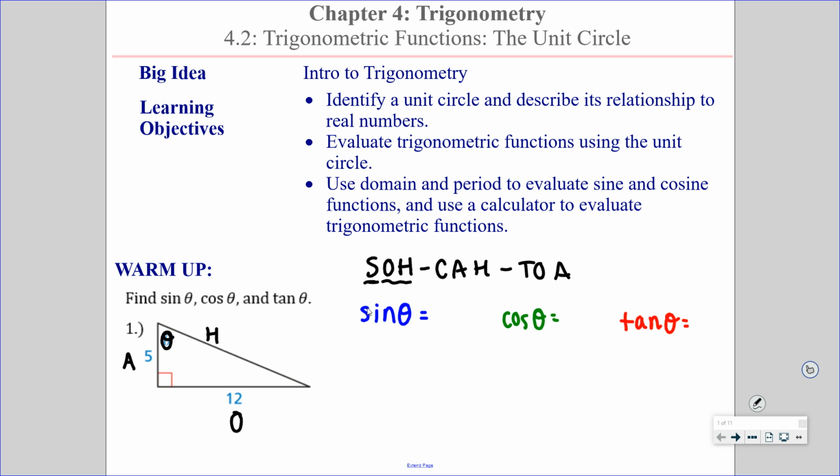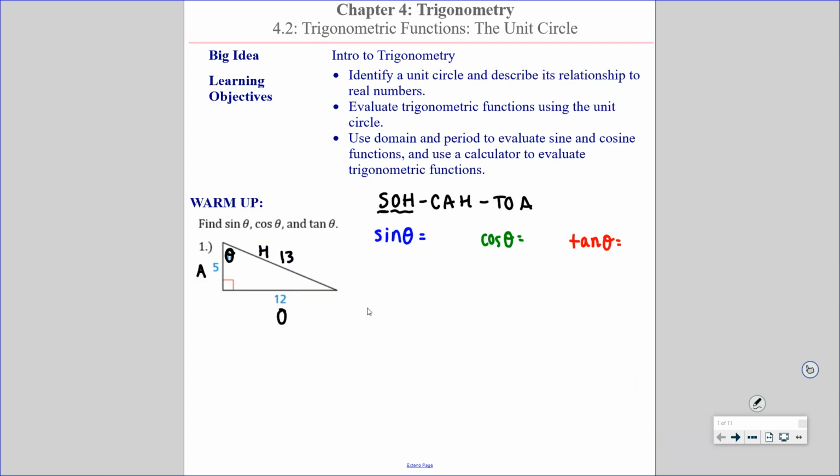If you started by solving for the hypotenuse, we're going to need to know that. Did anybody get that far? It's 13. It's a Pythagorean triple. Or you could do Pythag: 5 squared plus 12 squared equals the hypotenuse squared. 25 plus 144 is 169, and the square root of 169 is 13. That is what 13 squared is.